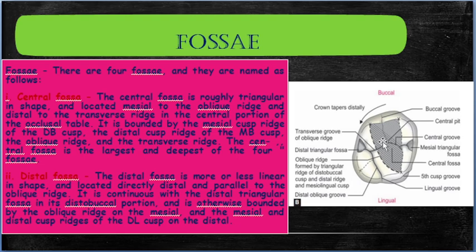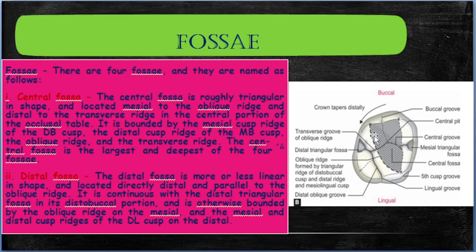The central fossa is roughly triangular in shape, as you can see, and located mesial to the oblique ridge. So this is the oblique ridge, and it is present mesial to the oblique ridge. It is bounded by the mesial cusp ridge of the distobuccal cusp, the distal cusp ridge of the mesiobuccal cusp, and the oblique ridge and the transverse ridge. The central fossa is the largest and deepest of the four fossae.